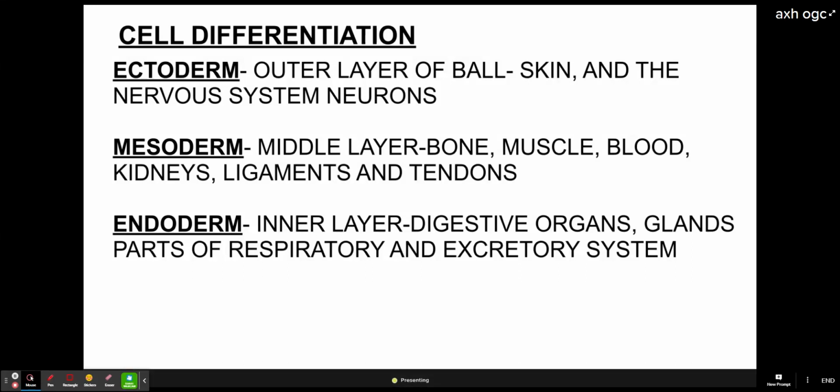The mesoderm is the middle layer. This gives rise to bone, muscle, blood, kidneys, ligaments, tendons, connective tissue. And then the endoderm, inner layer, gives rise to your digestive organs, glands for the digestive organs, and parts of the respiratory and excretory systems.